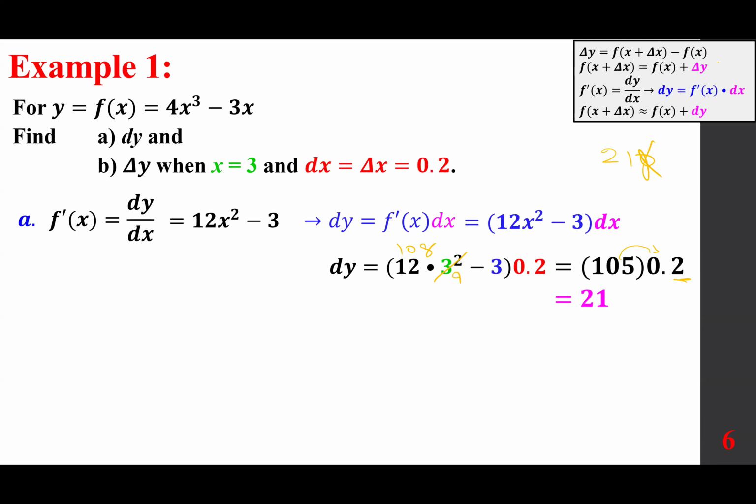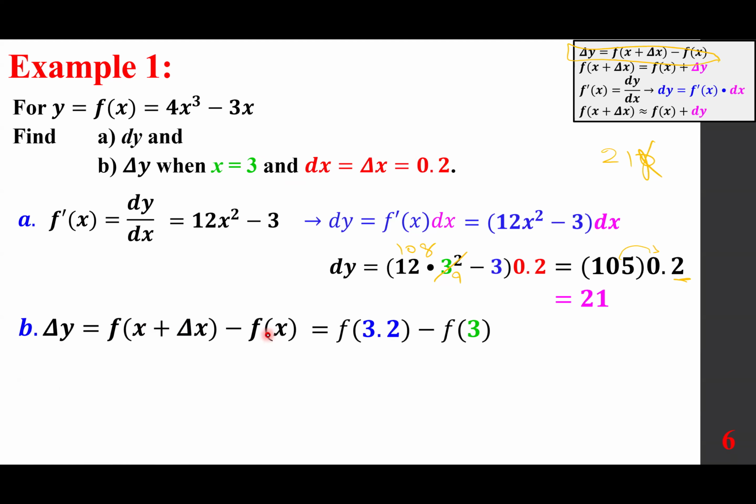But what is delta y? F of x plus delta x minus f of x, which means f of, add this to 3, 3.2 minus f of 3. Therefore, we are going to go back to the original function and replace the x with those two numbers, starting with 3.2, 4 times 3.2 cubed, minus 3 times 3.2, that's f of 3.2. Then plug in 3, 4 times 3 cubed minus 3 times 3.